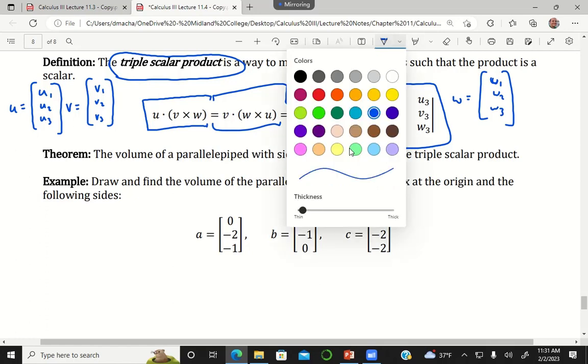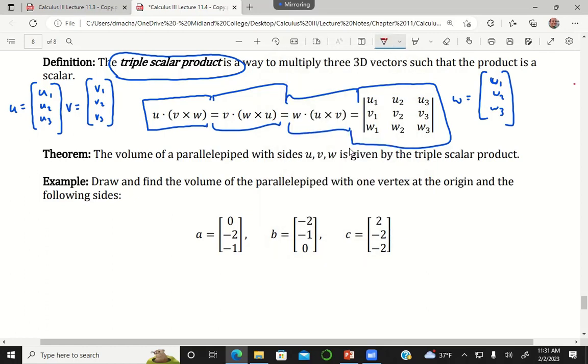Notice, though, what does not work. It would not work if I did v dot u cross w. Why doesn't that work? Yeah, the cross product is not commutative. The cross product is anti-commutative. So if I put a negative sign out here, then that would work. Or I could do u dot w cross v if I put a negative sign out front.